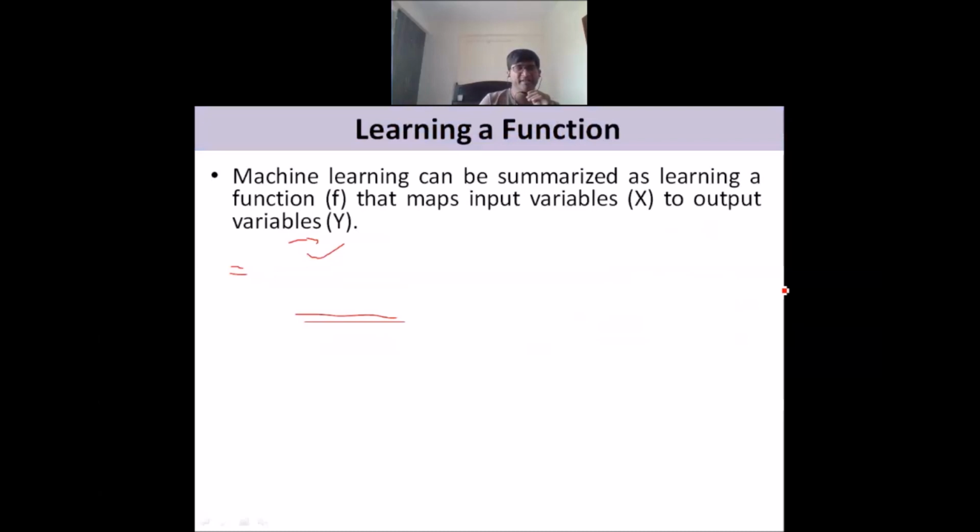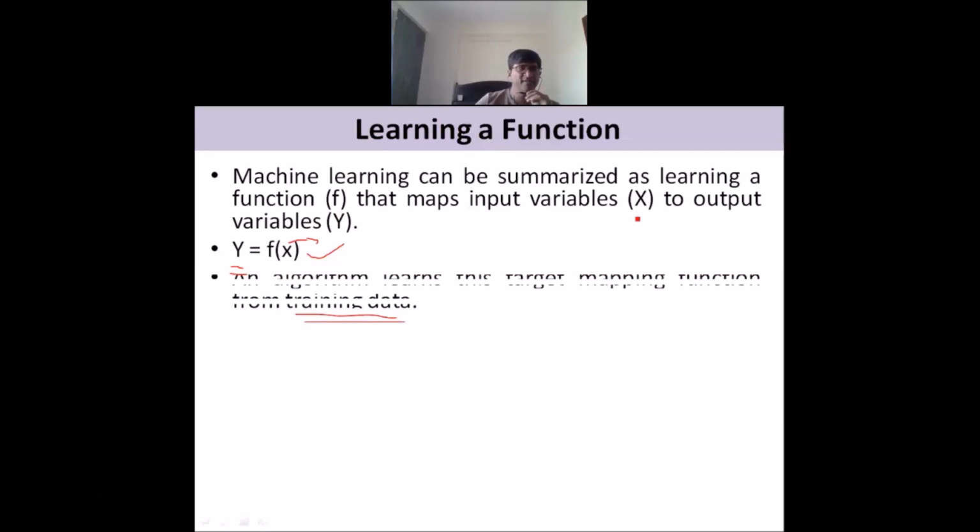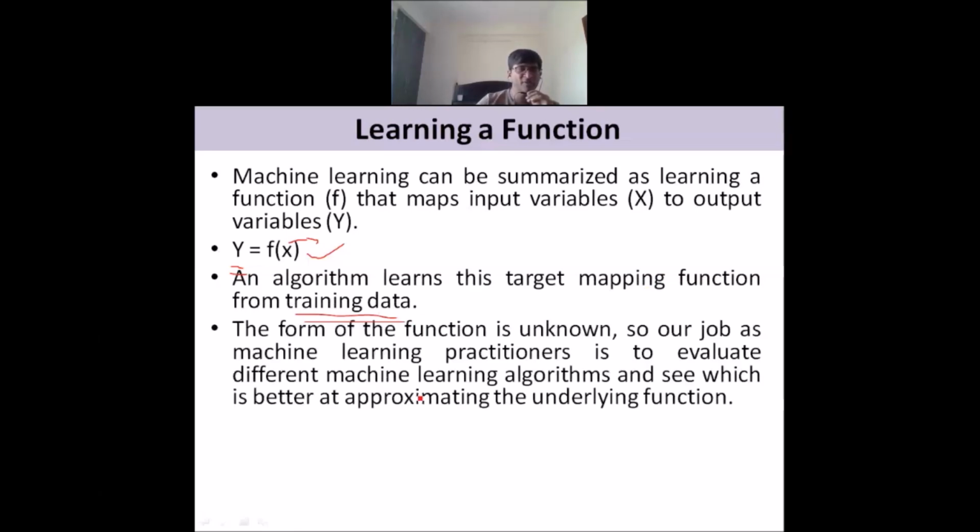If we want to summarize, what do we mean by learning a function? Machine learning can be summarized as having a function that maps your input to your output variable, y equals f(x), and the algorithm learns this target mapping function from your training data, that we were talking about. And the form of the function is definitely unknown. Mind you, we do not know how this function would be calculated, right?